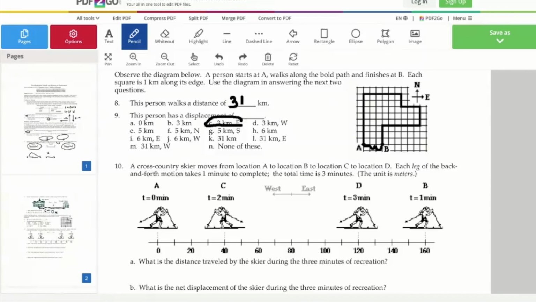Remember that displacement needs to have a direction. So it's not just 3 kilometers. You have to say also what direction it's going in, since it is a vector. It's conscious of that direction. So it is going in that east direction. Does that make sense to everyone, this question? There's a little compass in the corner if you couldn't see.